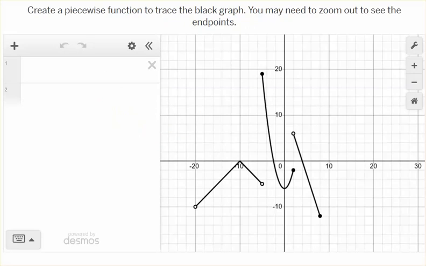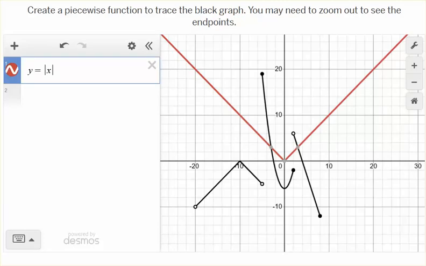Let's start number 12 together. So on number 12, I can see I have 3 pieces. Let's start with that first piece furthest to the left. Okay, that's kind of a V shape. So I can tell that that was going to be an absolute value. As I start by just typing y equals absolute value of x, it gives me the general shape.